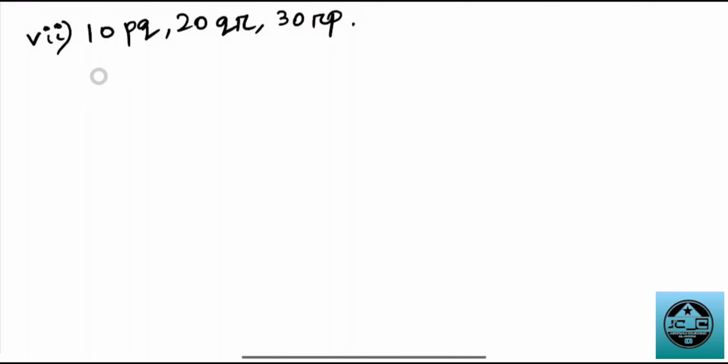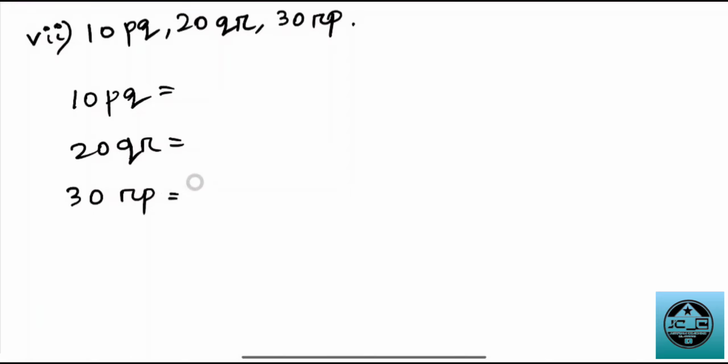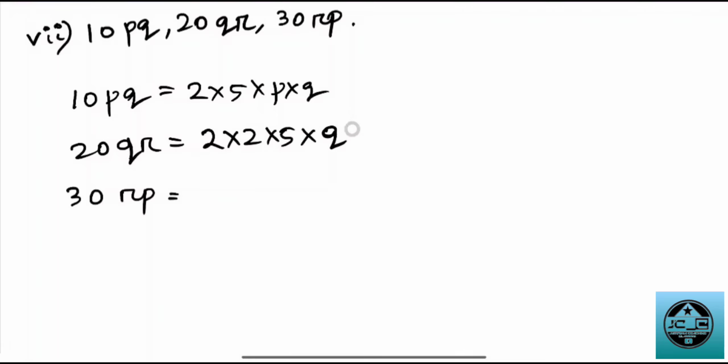Now here we have 3 terms. One is 10 PQ, another one is 20 QR, another one is 30 RP, right? 10 PQ means 2 into 5 into P into Q, right? 20 QR means 2 into 2 into 5 into Q into R. 30 RP means 2 into 3 into 5 into R into P, right?